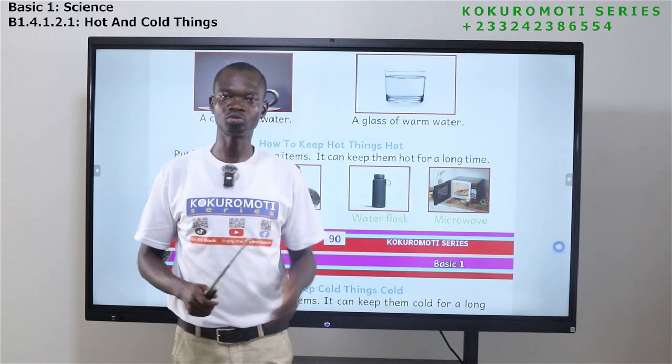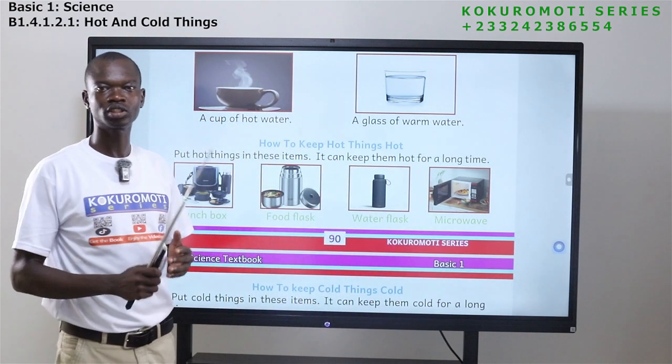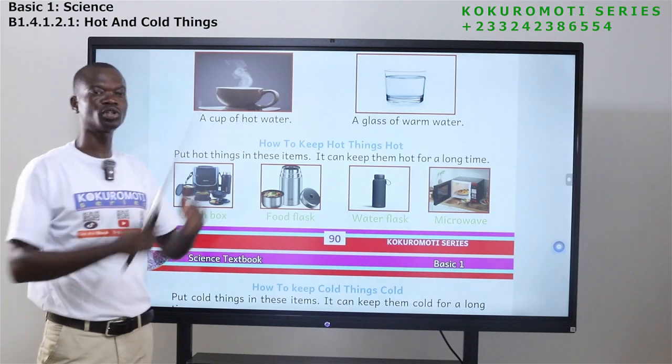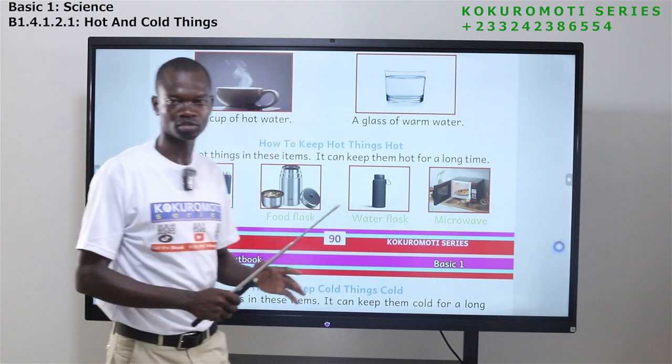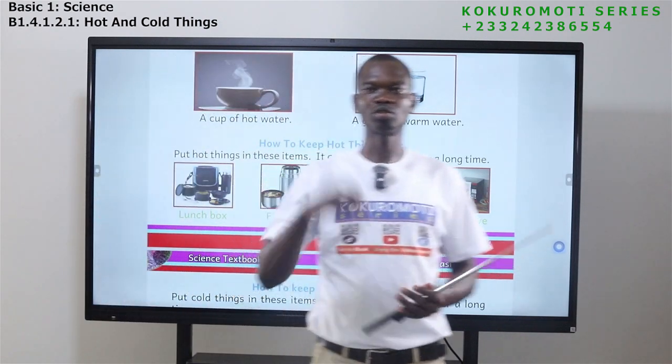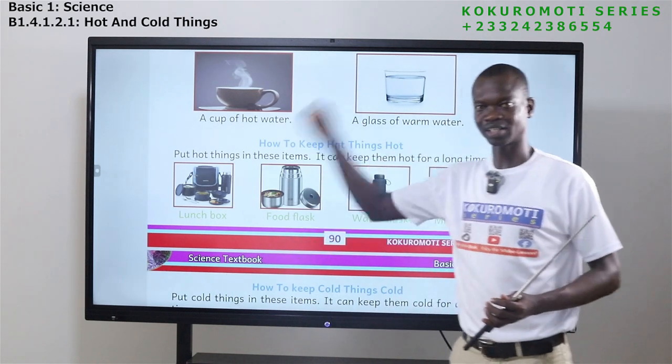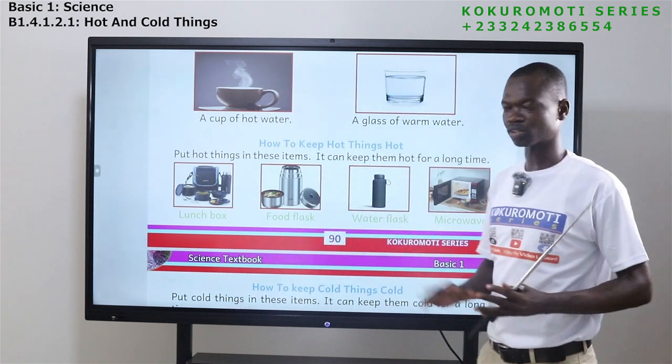So what are you going to do to make sure that the hot food that your mother has prepared for you early in the morning will still be hot for you to eat in the afternoon? What are you going to do? So you have to put it in something. So the things that help us to keep hot things hot are what we are going to look at.